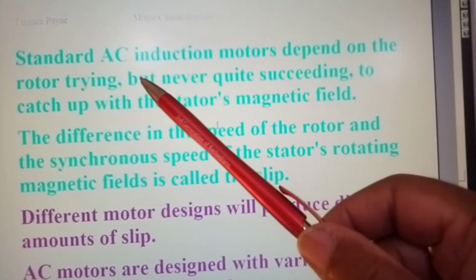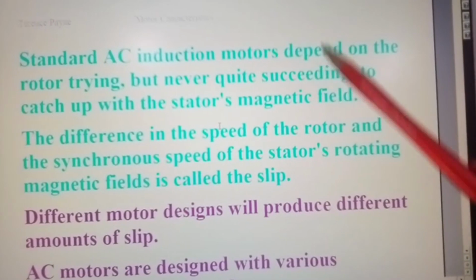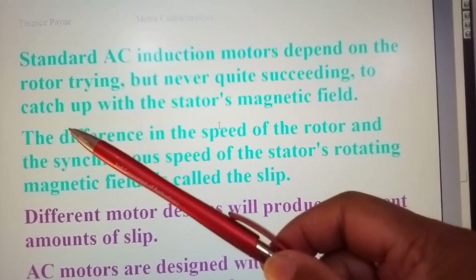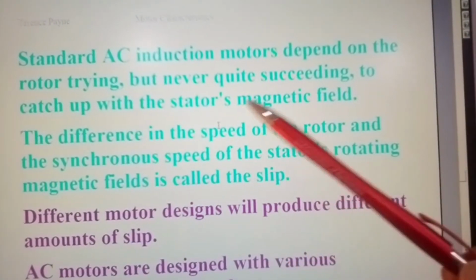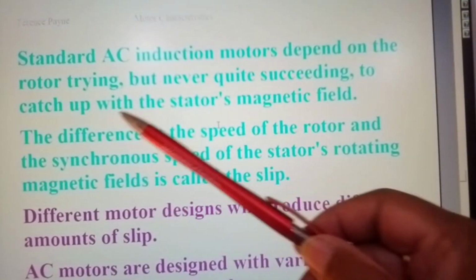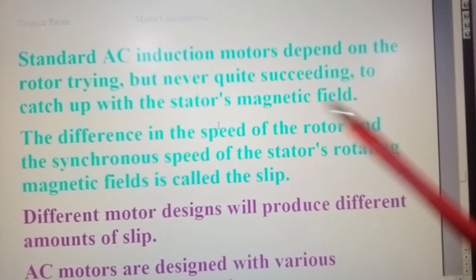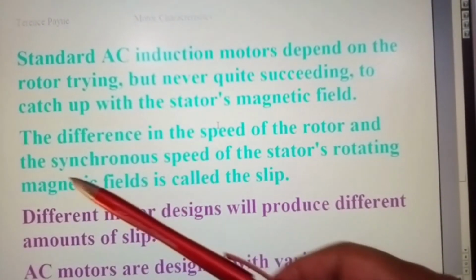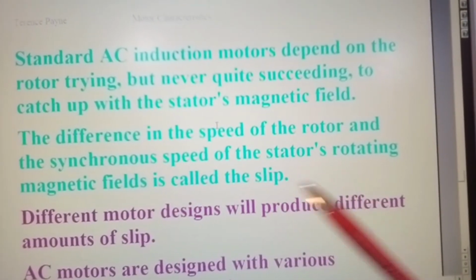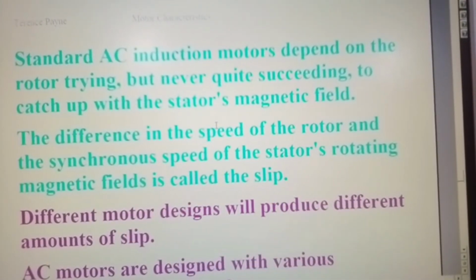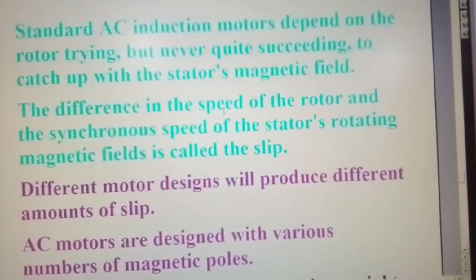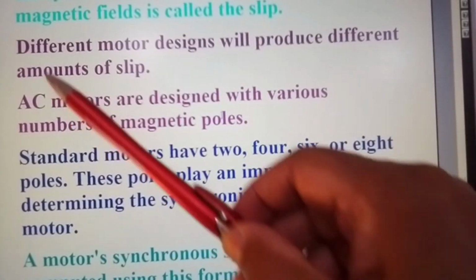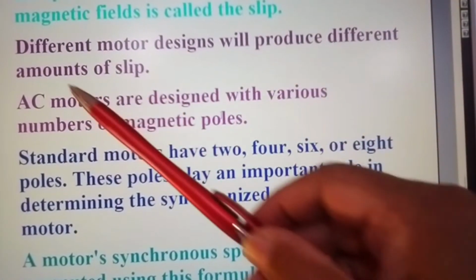Standard AC induction motors depend on the rotor trying, but never quite succeeding, to catch up with the stator's magnetic field. The difference in the speed of the rotor and the synchronous speed of the stator's rotating magnetic field is called the slip. Different motor designs will produce different amounts of slip.